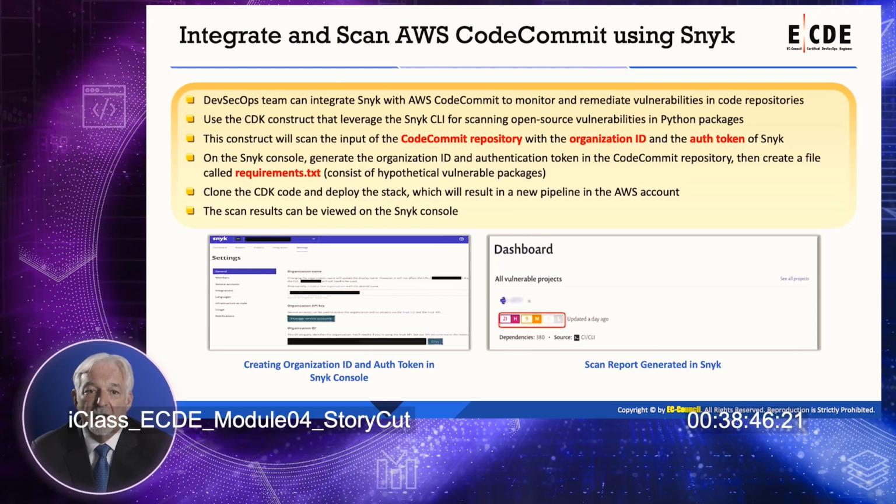On the SNCC console, generate the organization ID and authentication token in the Code Commit repository, then create a file called requirements.txt, which consists of hypothetical vulnerable packages. So then you clone the CDK code and deploy the stack. This results in a new pipeline in the AWS account. The scan results can be viewed on the SNCC console at this point. So on the left, you're creating the organization ID and authentication tokens in the SNCC console, run the scan, and here's the report that's generated in SNCC.